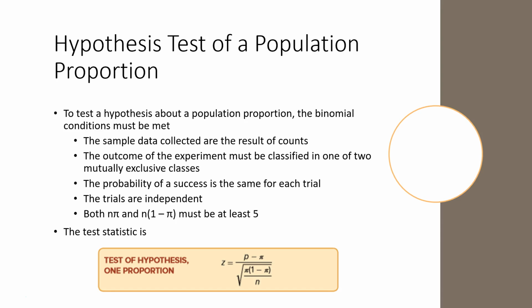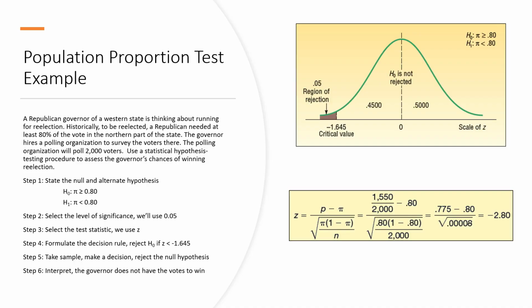In the one-sample test of hypothesis for one proportion formula, p is going to be our sample proportion, pi is our population proportion, and n is our sample size. Here we have a situation regarding the governor's reelection meeting the binomial conditions. This is considered a one-tailed test, specifically a left-tailed test. So the region of rejection is in the left tail. The level of significance is the likelihood of rejecting the null hypothesis when it is true.